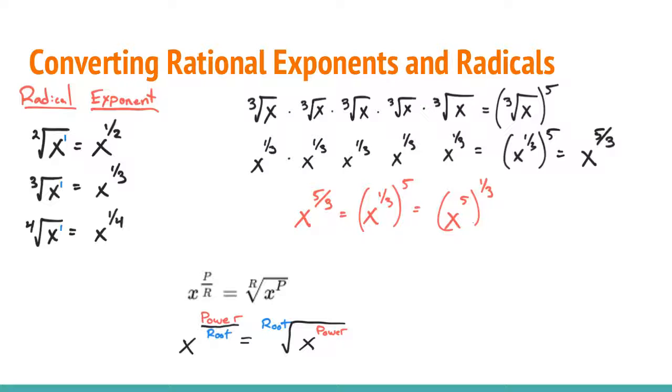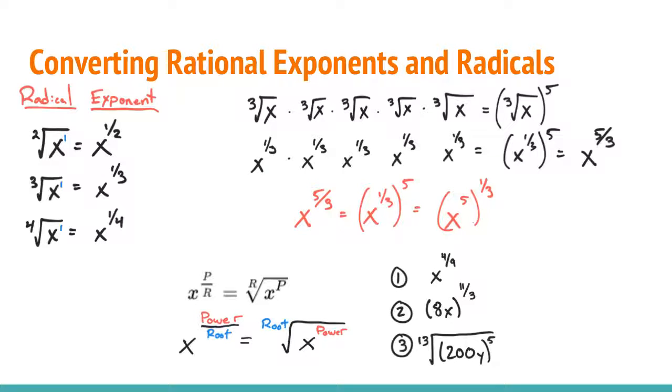So if we were to take a look at a couple quick examples, what you would see here is that you have 3 different ways that you can take a look at things. First of all, you have x to the 4/9. So here we have a rational exponent. Here we have 8x, and so we have a set of parentheses around 8x, grouping it all together, which means it all has the power of 11/3. And now this final example, number 3, is written as a radical, so what I would want you to do is rewrite it as an exponent. So let's start with that first one.